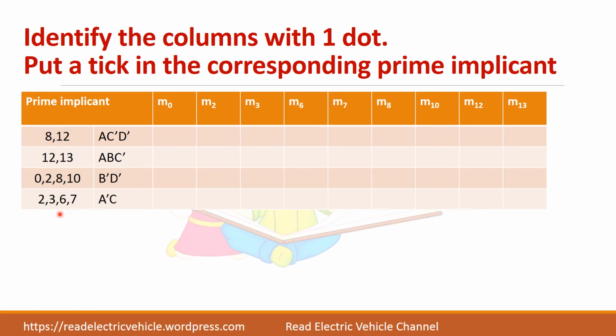You have some minterms here. Write all the minterms here. So 0, 2, 3, 6, 7, 8, 10, 12, 13. All the minterms you make it as a column.